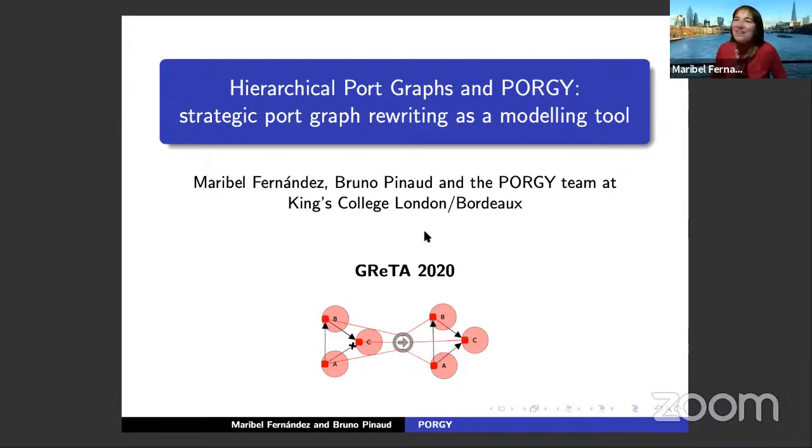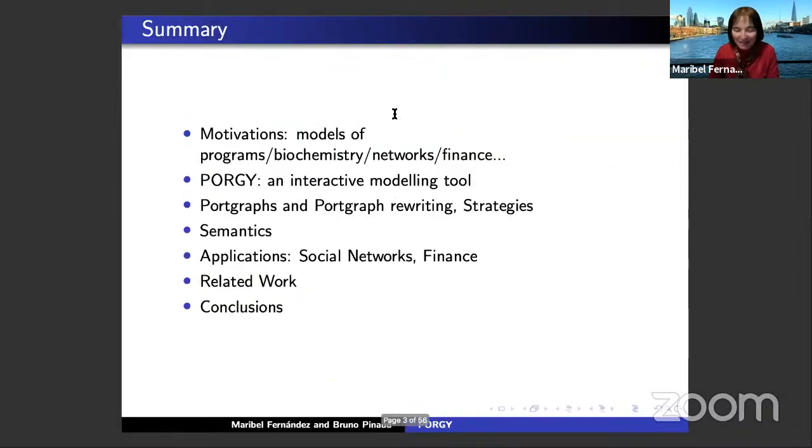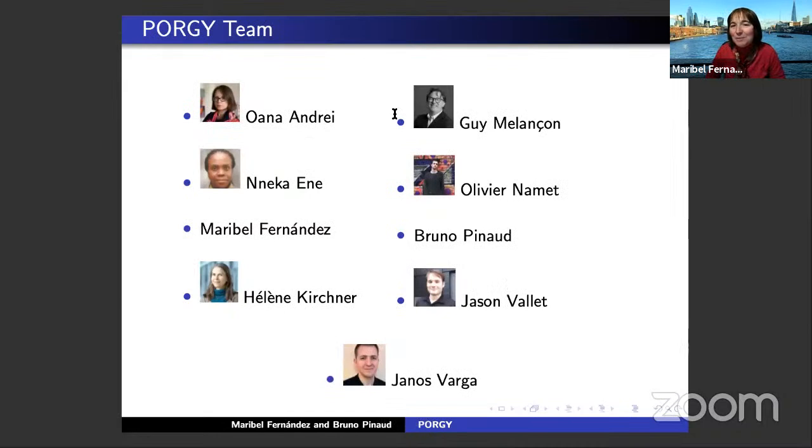Okay, thank you very much for the introduction, and thanks to the organizers for setting this up and for giving us this opportunity to talk about port graph rewriting and about PORGY. First of all, I want to present the PORGY team, because this tool has been developed in collaboration by several people at the University of Bordeaux and INRIA, and also at King's College London. This slide mentions the main members of the team. There have been also other people involved. We have been lucky enough to have several interns, so there were internships and master's theses developed also on this topic.